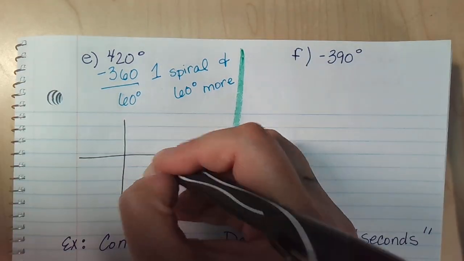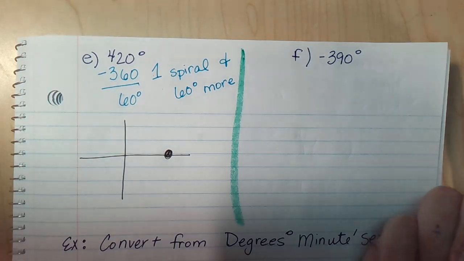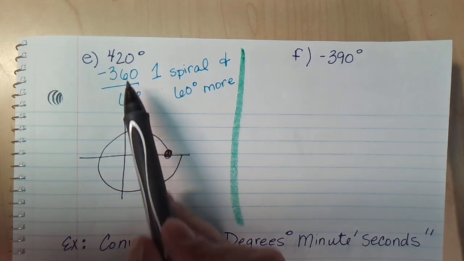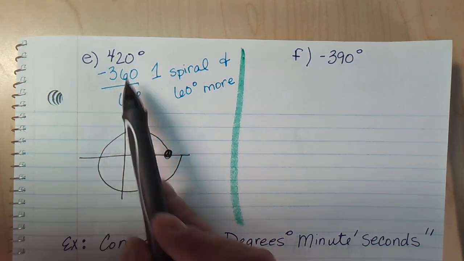Okay, let's see here. We're going to start on the positive x-axis. And I said we're going to spiral around once. That takes care of the 360 degrees.